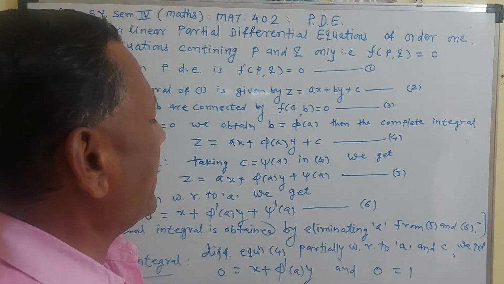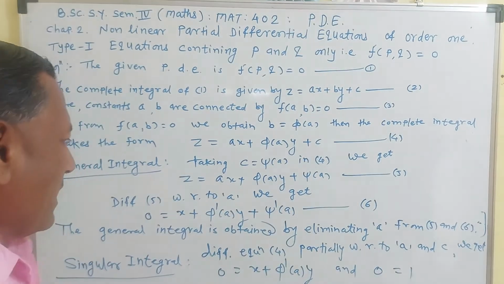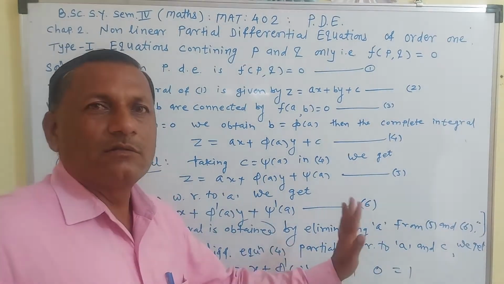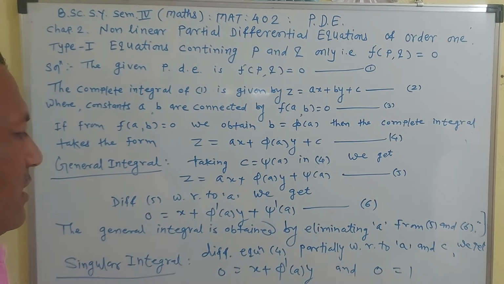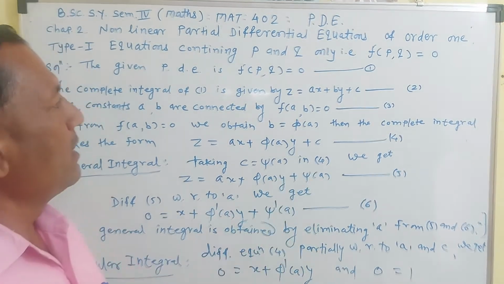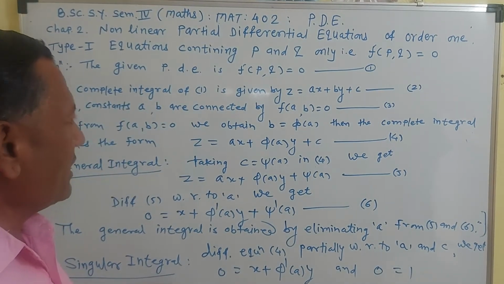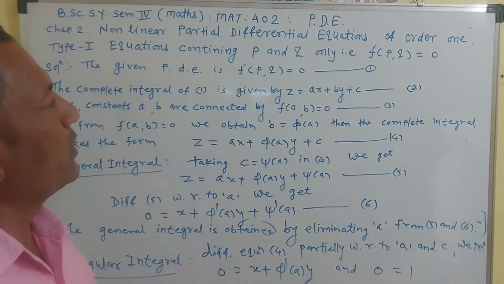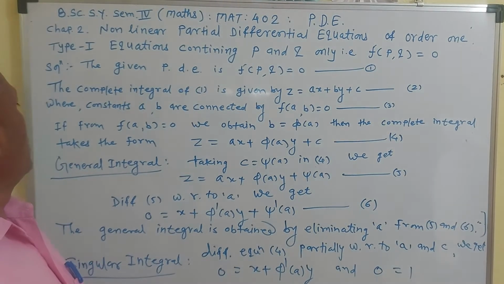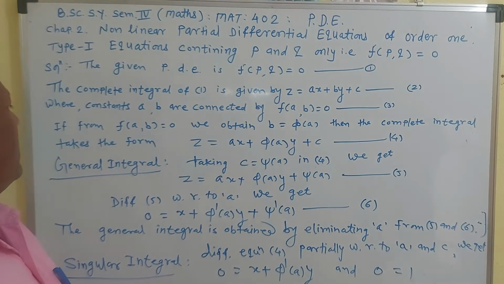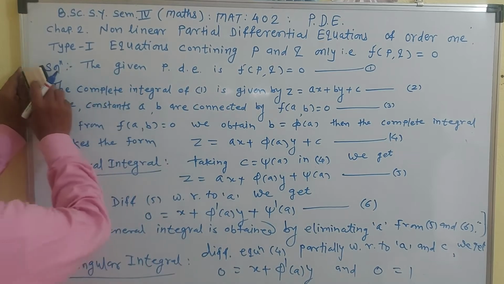Therefore, there does not exist a singular integral. Here 0 is equal to 1 is not admissible. Therefore, a singular integral in this case is not possible. So in this way you find the complete integral, general integral and singular integral of the equation f of pq is equal to 0. This is the first form to find its general integral, singular integral and complete integral. Now we solve some examples of this type.